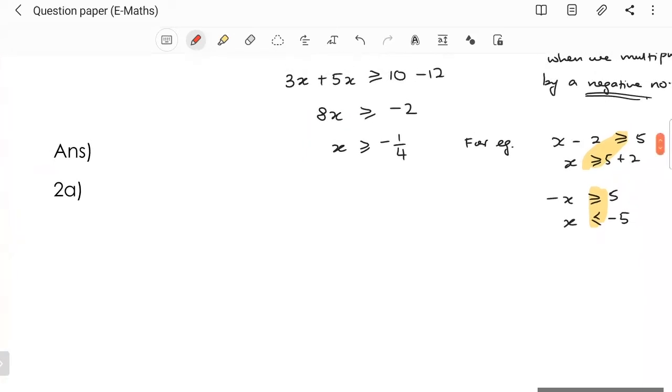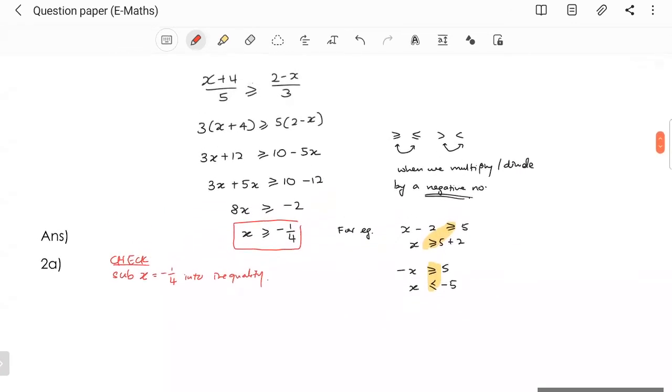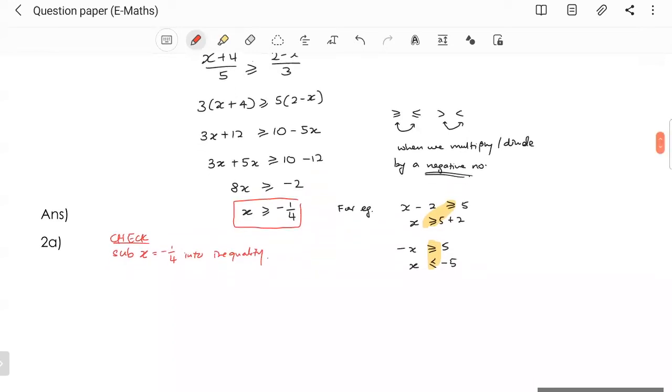Since we know that our x value must be more or equals to negative 1/4, what we want to do is we sub x equals to negative 1/4 into the inequality. So what is the inequality? The inequality given to us is x plus 4/5, 2 minus x over 3. So negative 1/4 plus 4/5, what do we have? We know that it is 3/4. Then we also sub it into the other side. So 2 minus x over 3 equals to 3/4 as well. You notice that when x is negative 1/4, they should be equal. So in this case, your first check is correct.